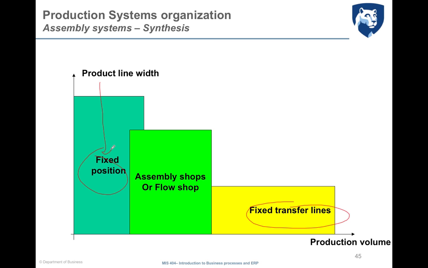While instead in a hybrid situation, so when we have relevant but not super high production volume and large but not super large variety, assembly shop and flow shop are suggested. In particular, when there is a predominance of product line width, assembly shops are more suggested, while instead when production volume is the variable which is higher than the other one, flow shops may represent the best choice.